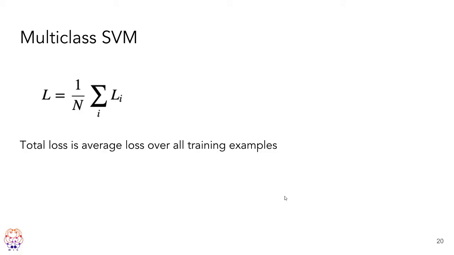Okay, so then we can, over all of our training examples, calculate a total loss. So this is mostly just used to see, at this moment, how well your model is doing. So the total loss is just the average of the loss for each of the training examples. So that one's pretty simple.